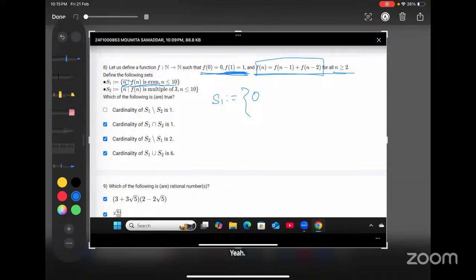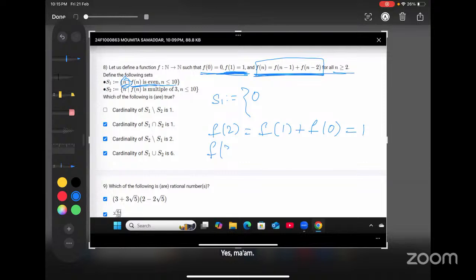We will take n when Fn is even, right? So 0 is even, so we will take 0 because f of 0 is even. 1 we cannot take. What is f of 2? F of 2 is f of 1 plus f of 0, that means 1, from this equation. So f of 2 is odd, that means 2 we cannot take.